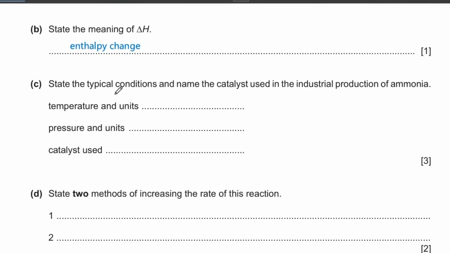Next, state the typical conditions and name the catalyst used in the industrial production of ammonia. The conditions are temperature 450 degrees Celsius. Don't forget, we are asked to write the unit. Pressure 200 atm, which is atmosphere. Then the catalyst is iron. You need to memorize these conditions for the Haber process and contact process, and their units, very important. For pressure, you need to know the unit in atm and kPa.